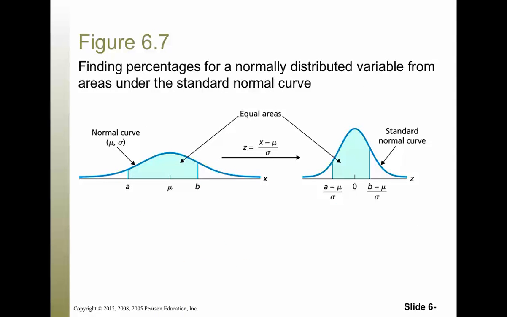So here, this is the normal curve between A and B, with an area. If you standardize that on the standard normal curve, your z-scores, the area between the z-scores will be the same area, the same relative frequency as between your A and B on your curve.